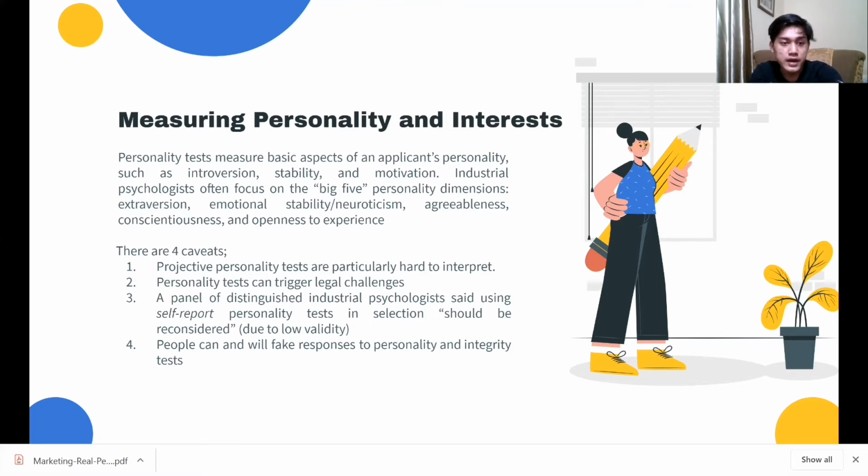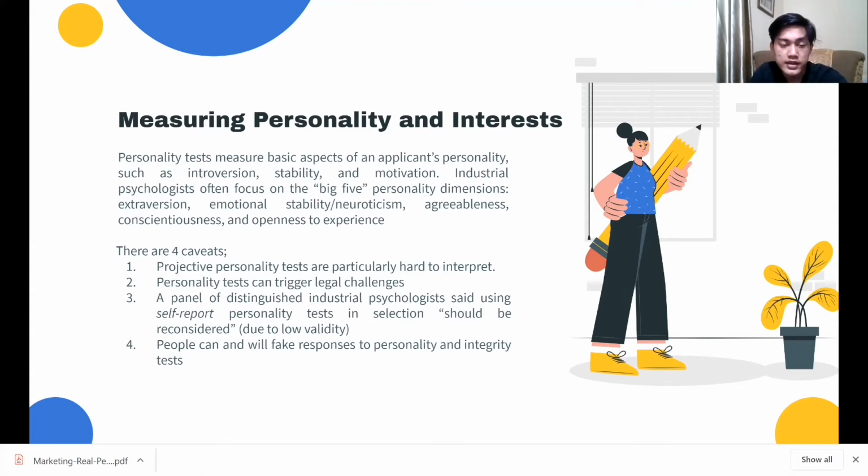However, some personality tests are projective. The psychologist presents an ambiguous stimulus and the person reacts. And there's another category in personality and interest tests, which is self-reported, which applicants fill out with the form that the employer gives.